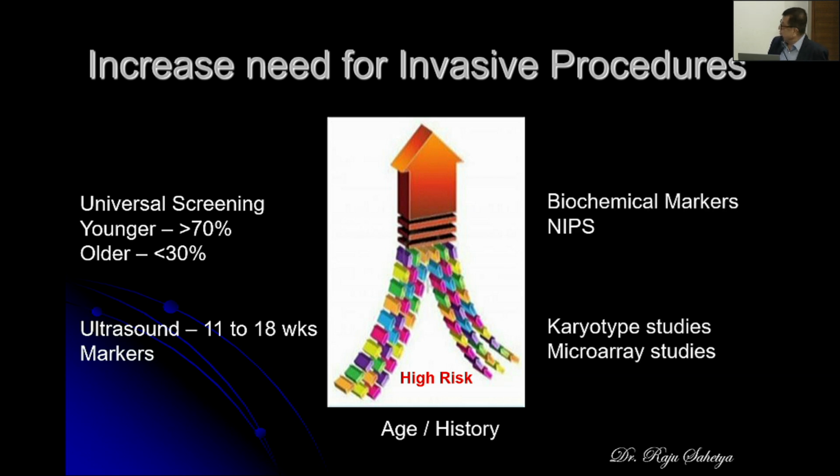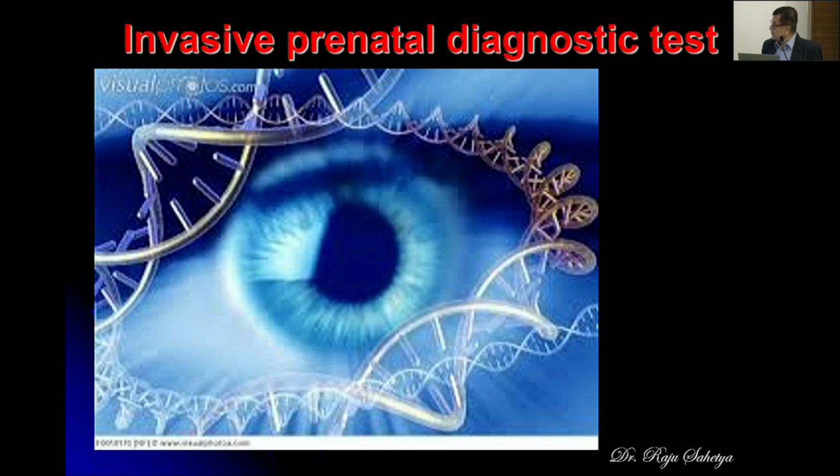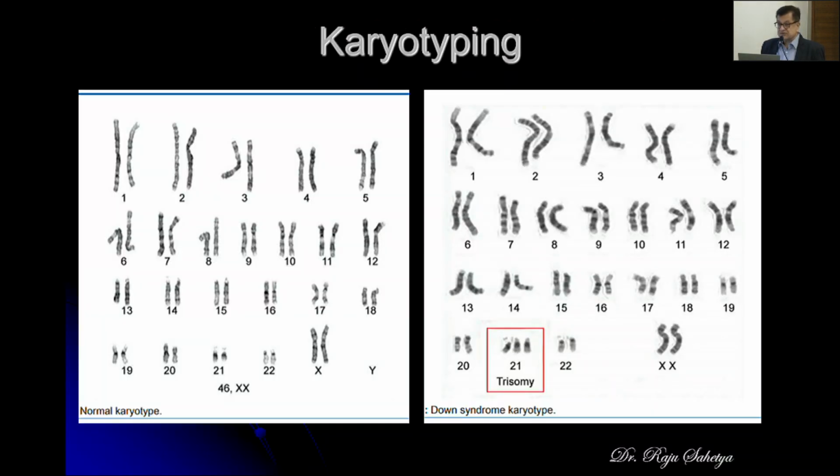So biochemical markers, NIPS, and where you need to do karyotyping or microarray study, so the role of diagnosis comes. You have to open your eye to see these chromosomes, whether they are in place, in number, and in structure. By doing FISH, which gives you a diagnosis in 48 to 72 hours, karyotyping, which takes 10 to 12 days, you can get the report, and you come to know about all chromosomes.